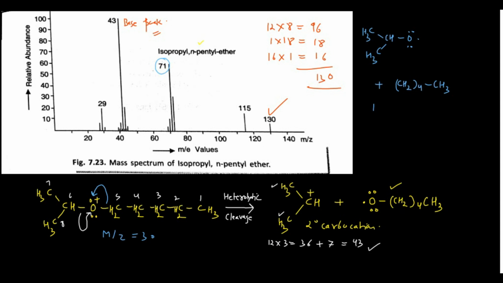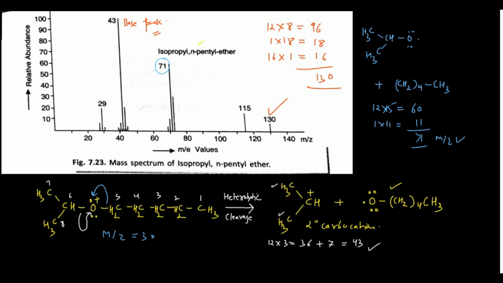So 5 carbons means 12 into 5, that will give you 60, and then 8 and 3, 11 hydrogens are there. So 1 into 11, so I am writing 11 here, that will give you 71. So this is m/z of 71.